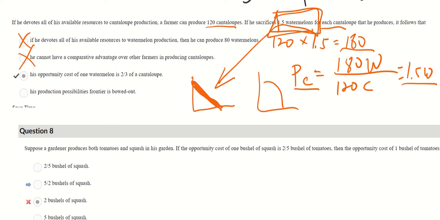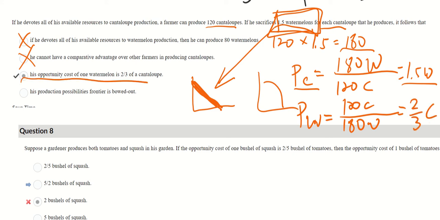Now, let's do the same thing for the price of watermelon. So PW equals the maximum number of watermelon, so 180 watermelon. And then on top will be the maximum number of cantaloupe. And if we simplify this, it would be 2/3 cantaloupe, right? So that is the answer, 2/3. Okay. All right. So next question.